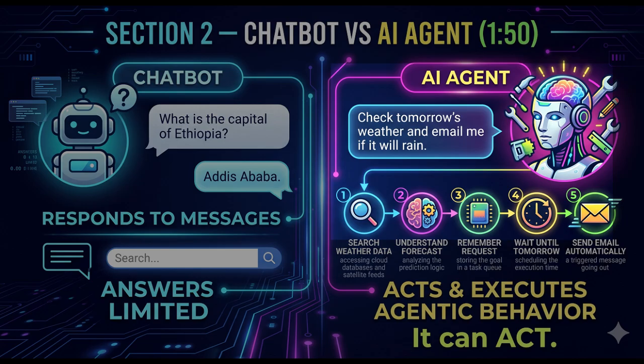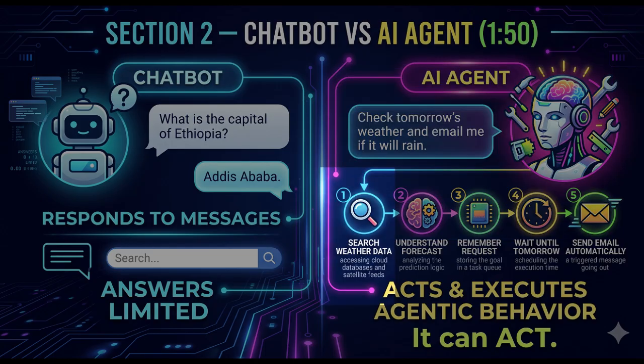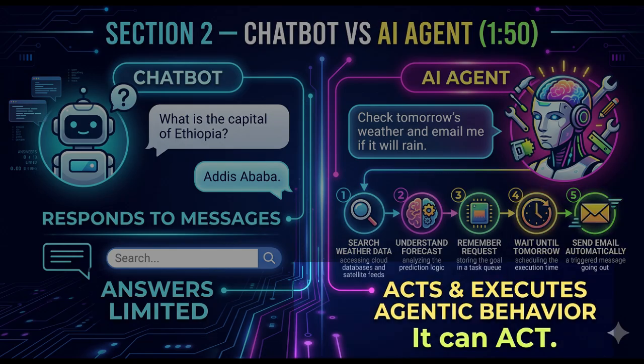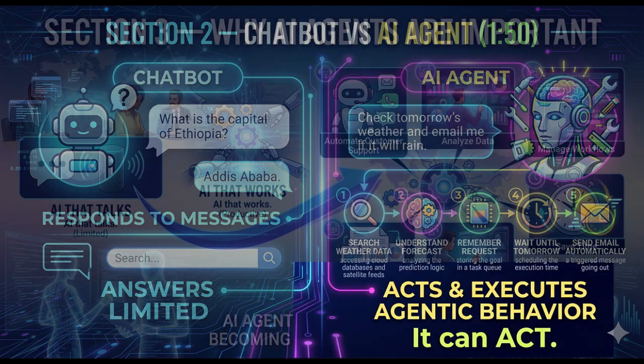Suppose you say, check tomorrow's weather and email me if it will rain. Now the AI is not just answering. It needs to search weather data, understand the forecast, remember your request, wait until tomorrow, and send an email automatically. This is an AI agent. It can act.